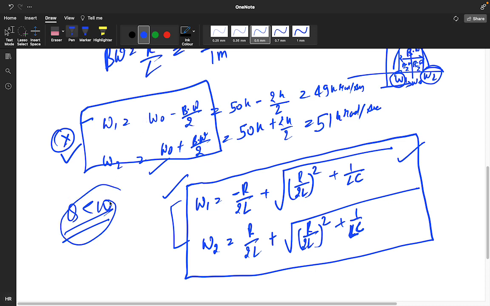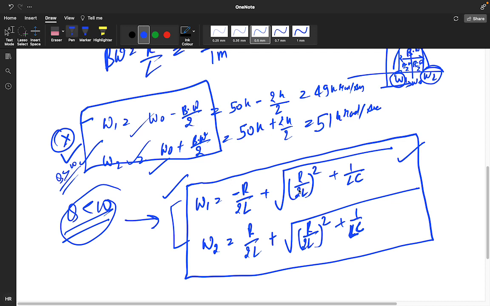If you are getting the quality factor greater than 10, then you can apply this formula. If the quality factor is less than 10, then you have to go with this formula. Minus R by 2L is what? Minus R by L is bandwidth, so minus R by 2L is bandwidth by 2. So bandwidth by 2 I am getting.